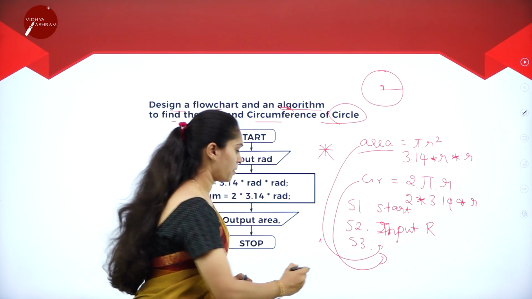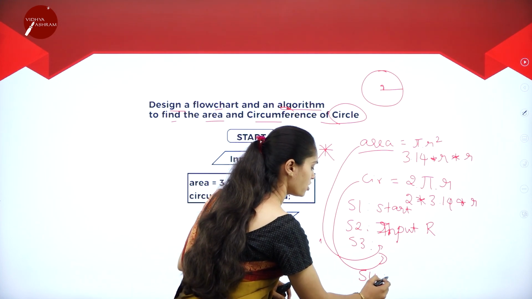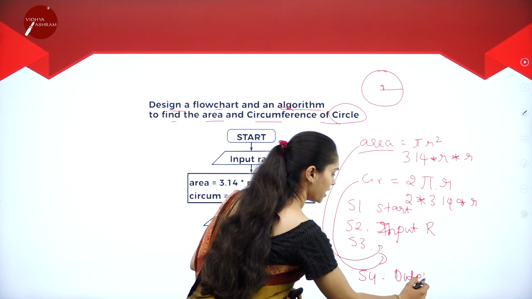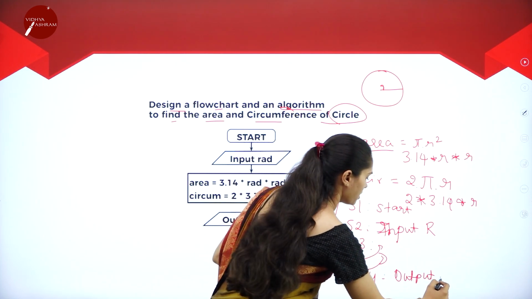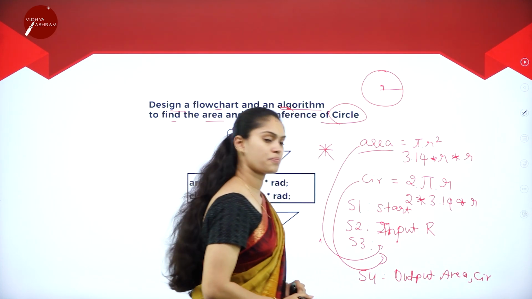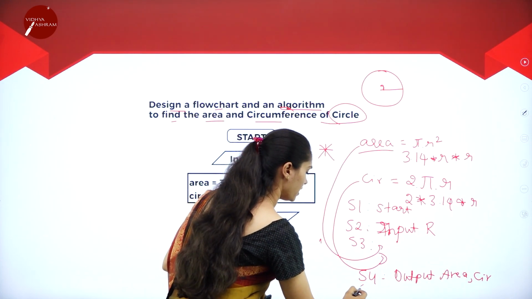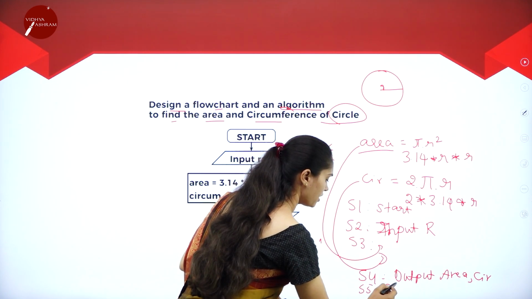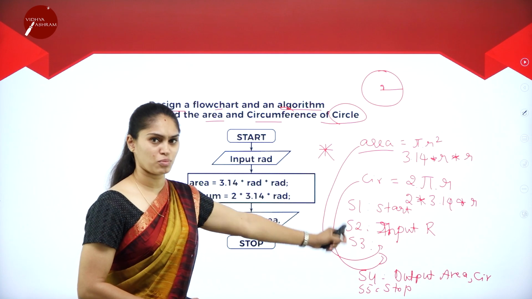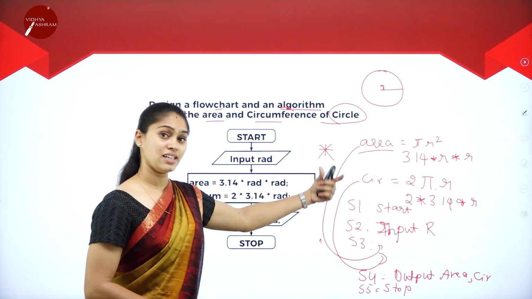It has to be displayed to the user, that is in the fourth stage. So display or output, where the value has been stored. That has been stored in the area along with the circumference. Okay, so I am done with all these stages. At last, it must get stopped. So these are the stages that we are supposed to take as the algorithm.